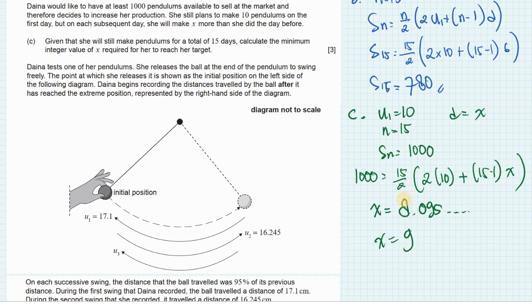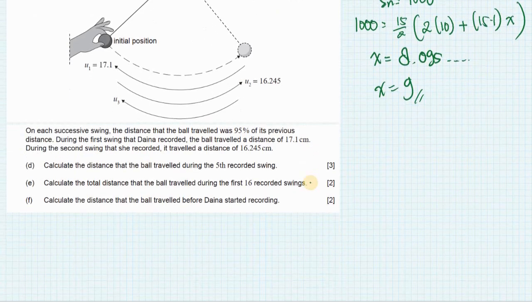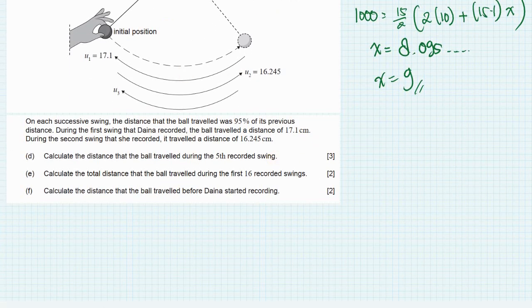Why 9? Because if it is 8 or less than this, we will not reach 1000. So in order to reach 1000, we have to make 9 more than the previous. Once again, if it is 8, it's not 1000, so the answer should be 9. Okay, there you go. That's question C. Question D. Sorry for the trial and error.